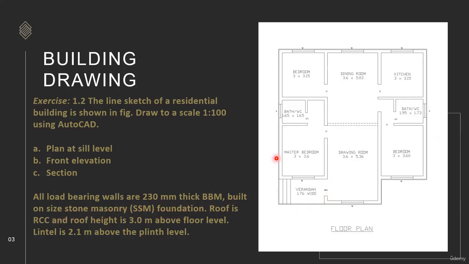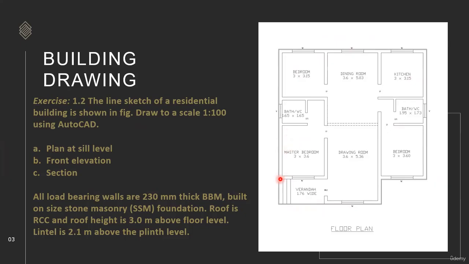Okay, so this plan is at sill level. What is meant by sill level? The bottom of the window level, that level we can consider as sill level. So the plan at sill level, we need to draw that one. The front elevation we need to draw, and we need to draw a section.